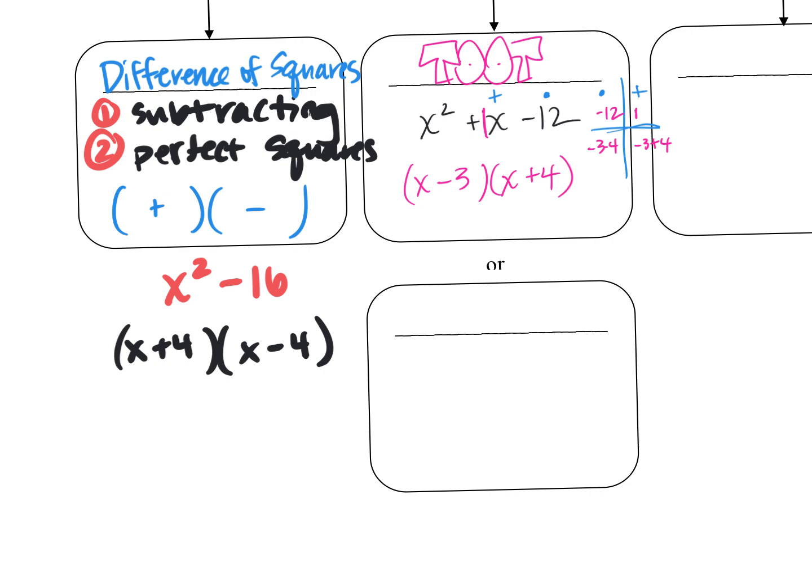Now, the only time TOOT works is when this leading coefficient in front of the x squared is 1. So we often call these coefficients like a, b, and c. A here is 1, b here is 1, c is -12. So TOOT only works when a is 1.